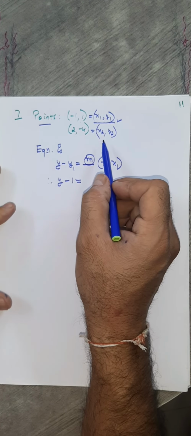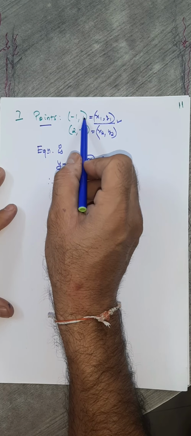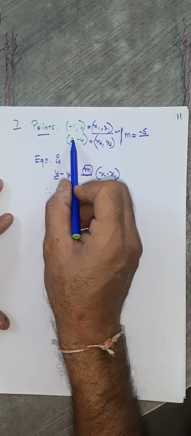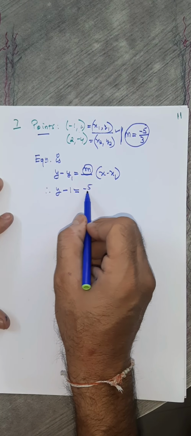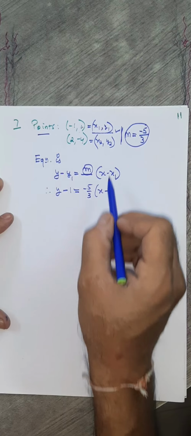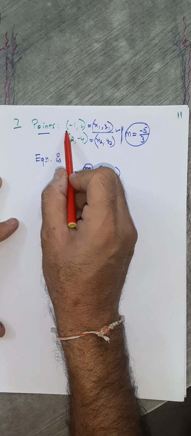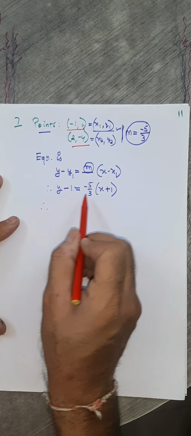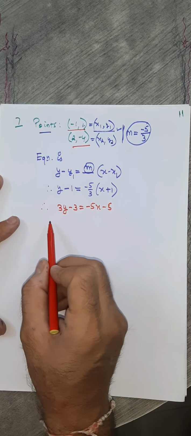Here the slope is not given. So you can find the slope using which formula? y2 minus y1, so minus 4 minus 1. Minus 4 minus 1 is minus 5, upon 2 plus 1, which is 3. So the slope is minus 5 by 3. So you can write here minus 5 by 3, x minus x1, so this will be plus 1. As I told you earlier, it is not always necessary to take these as the first point. You can take these as x1, y1 also. Your final answer will be the same. So here 3y minus 3 equals minus 5x minus 5.